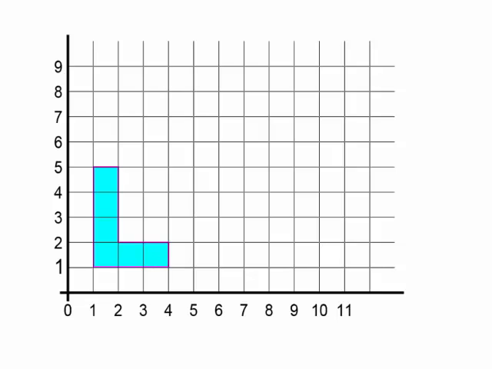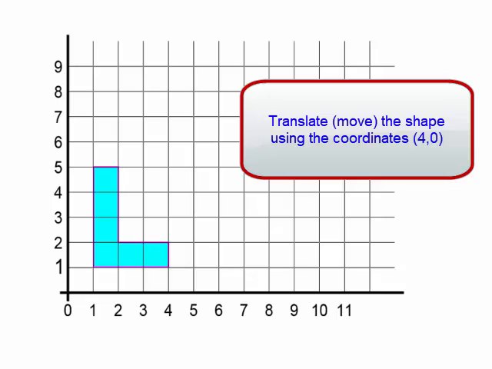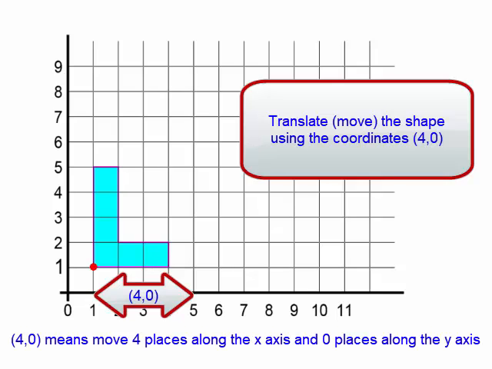Look at this example. Here is our original shape, and we have been asked to move this shape 4, 0. This means we move the shape 4 places along the x-axis and 0 places along the y-axis. And by moving the shape 4, 0, we have arrived at this position.